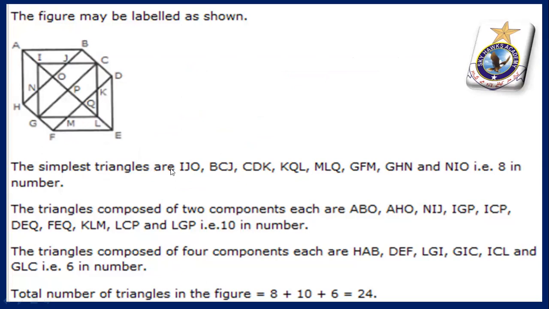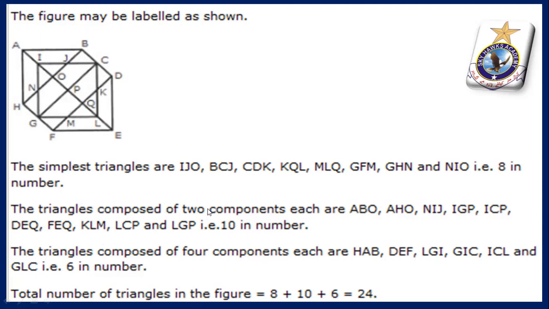The simplest triangles are IJO, IJO. These are the simplest. First we will count all those triangles which consist of only one element. That is only one triangle. This one, this one, this one, this one, and this, and this, and this. So all around we have 8 triangles which consist of only one triangle.